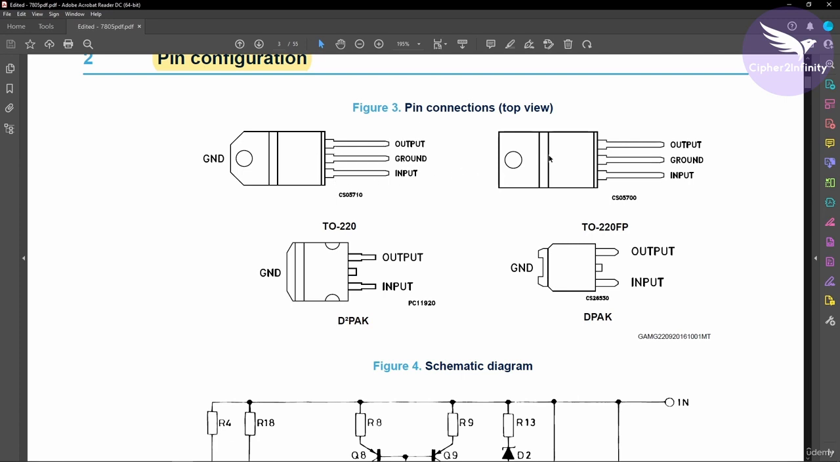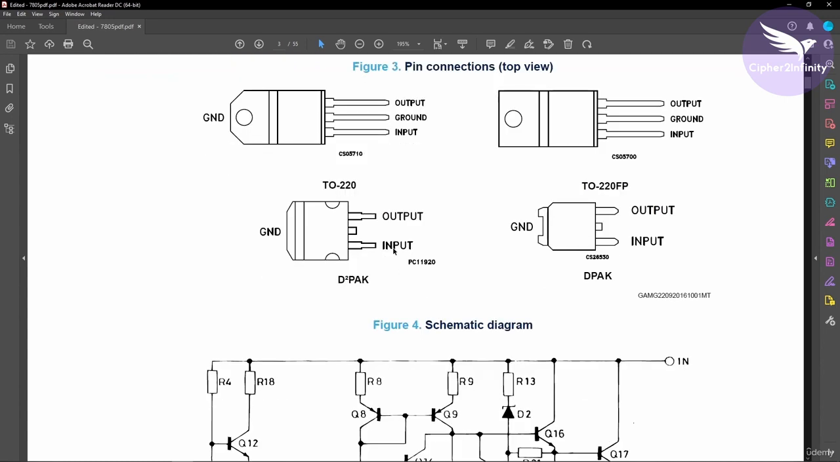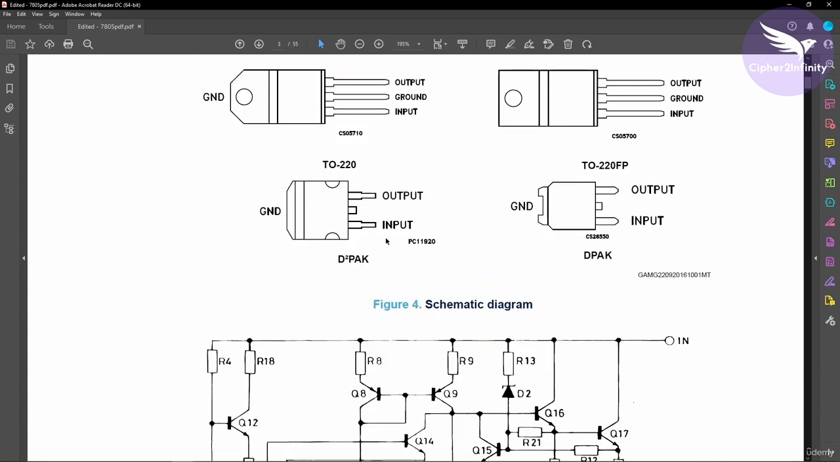Likewise, the tab is also given for this TO-220FP package, and in this package the pin configuration is the same. For all the packages, the pin configurations are going to be the same. We are going to use a package similar to this one. You can see the input pin, output pin, and then this tab, which is the ground. Even in this case, the input pin, output pin, and then the tab. These are two SMD packages, and these two are through-hole packages.